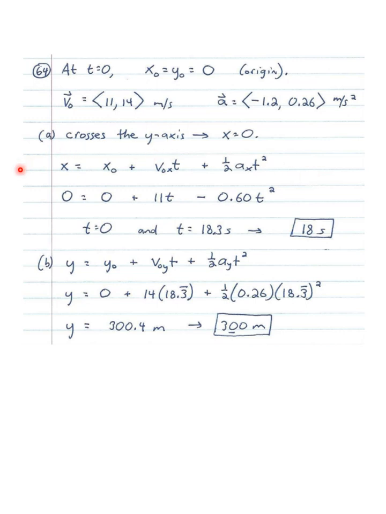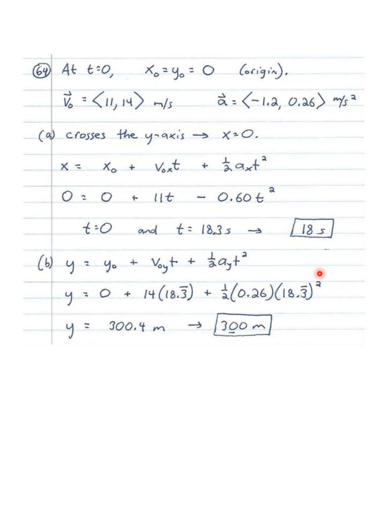So let's take this kinematic equation, fill in the given information, 0 equals 0 plus the initial x component of velocity, which is 11, times t, and then plus 1/2 of the x component of acceleration. Well, the x component of acceleration is negative 1.2, so we add half of that. That gives us minus 0.60 t squared. Solve that equation for t. First factor out t, and you should get two solutions. The first is t equals 0, and the second is 18.3 seconds, and I'm going to round that to two significant figures, so I get 18 seconds.